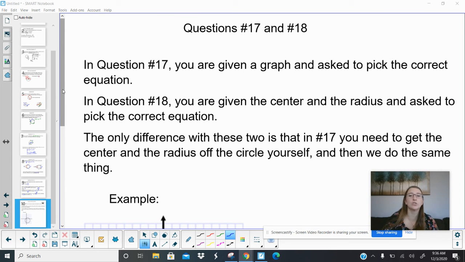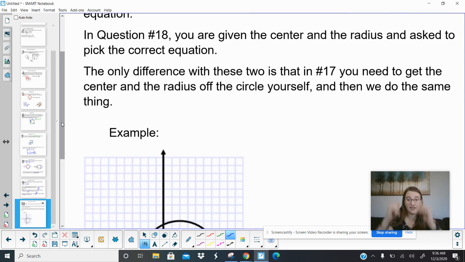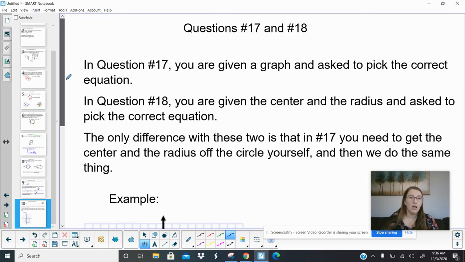Okay, the last questions here, 17 and 18. So 17 and 18 were still equations of a circle. You just need to pick the correct equation. In question 17, you're given a graph. In 18, you are directly given the center and the radius. So the only difference with these two is that in 17, you need to get the center and the radius off the circle yourself, but then we do the same thing.